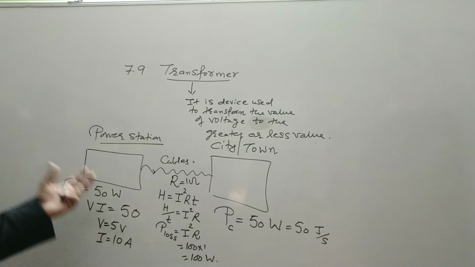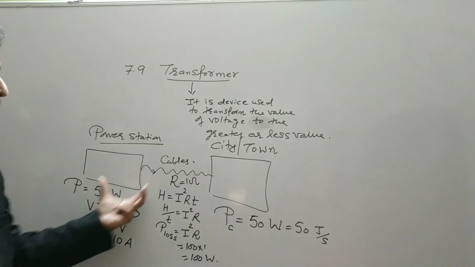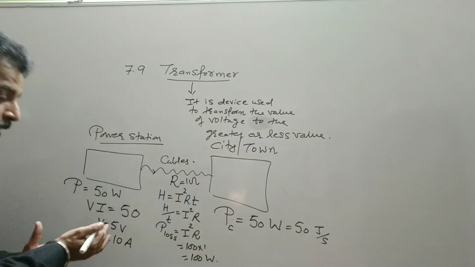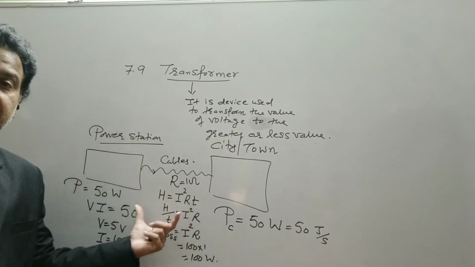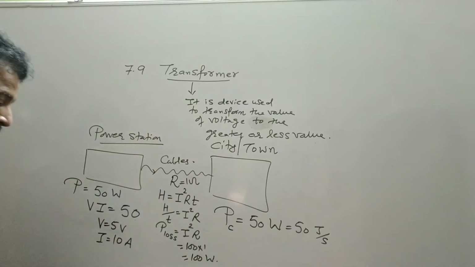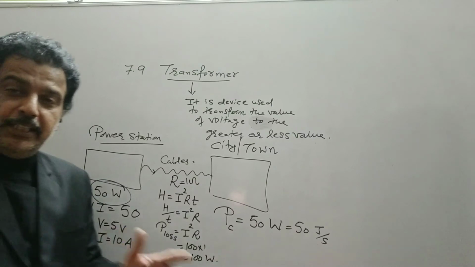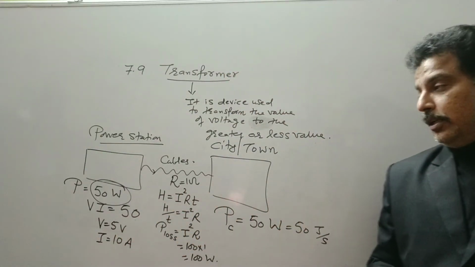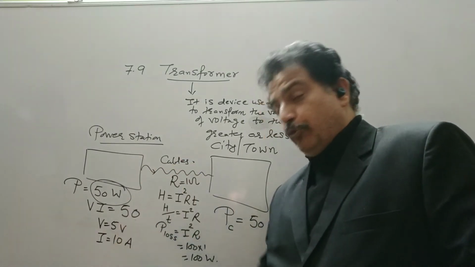So this power produced at the station will not be able to reach the city or town, because the entire power will be dissipated in the form of heat energy. So this cable wire is consuming all the power, though the production is only 50 watt, but see the power loss. So it is not possible to transfer the power or the electricity at this value.